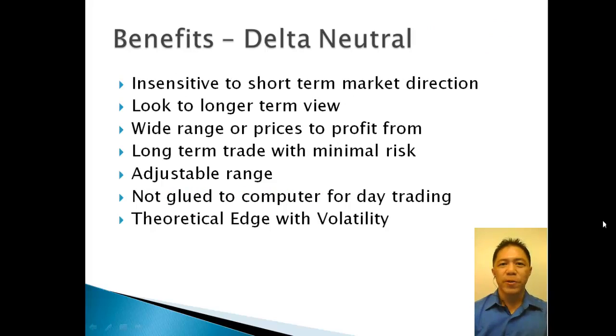So this is what we're going to be doing. We're going to be looking at a delta neutral trade called a strangle swap, specifically on crude oil. The benefit of this type of trade structure is that it allows you to take more of a longer term view of the markets. It's really insensitive to short term market direction, so you're not going to have to be glued to your computer doing any type of day trading.